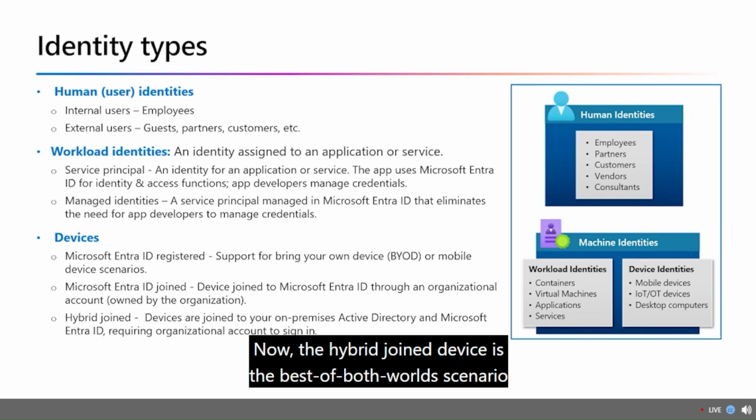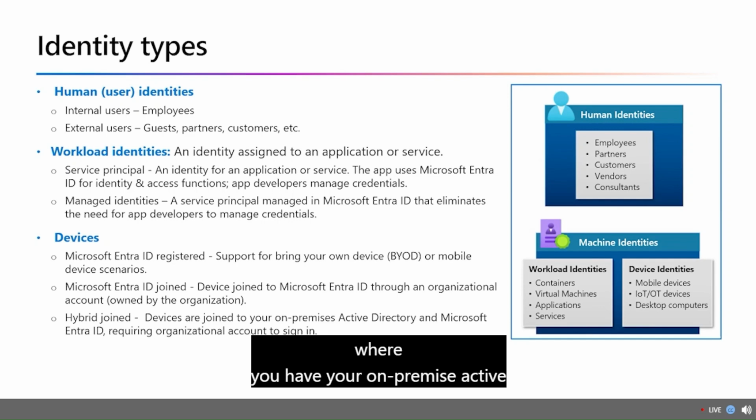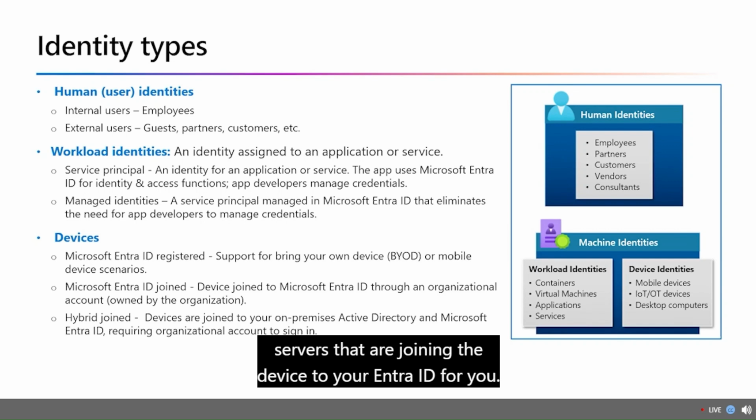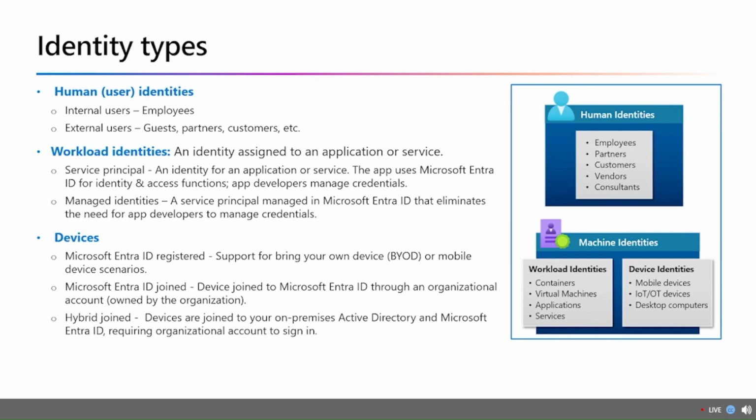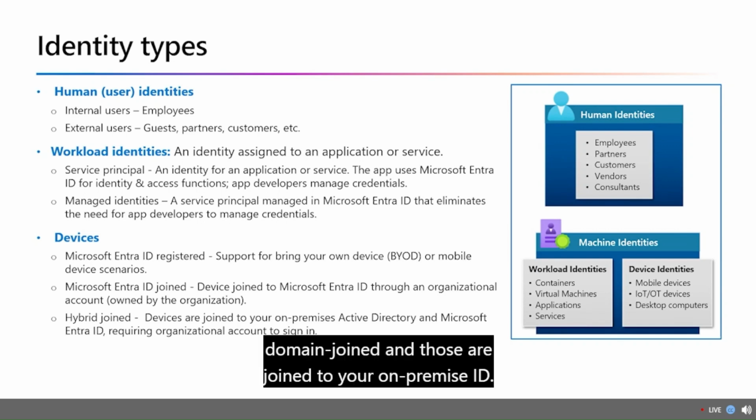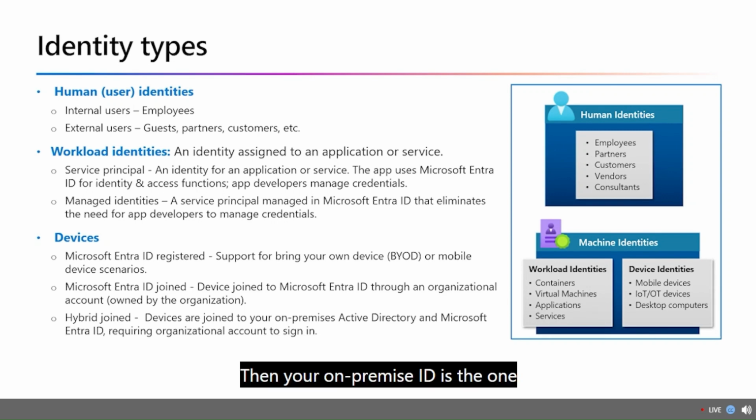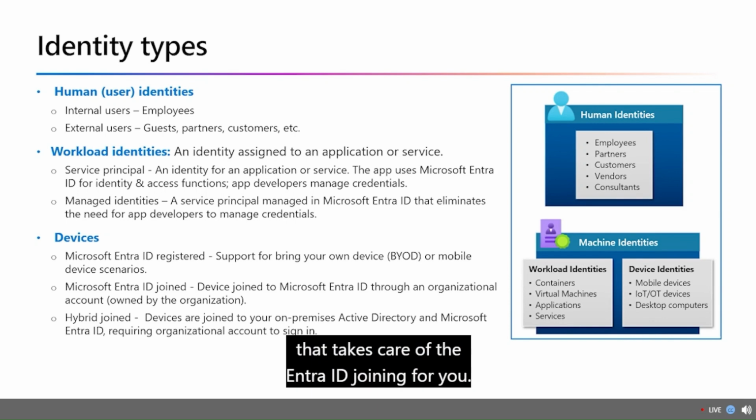Now, the hybrid joined device is kind of the best of both worlds scenario, where you have your on-premise Active Directory, your on-premise organizational servers that are joining the device to your Entra ID for you. It does require the device be domain joined, and those are joined to your on-premise AD. And then your on-premise AD is the one that takes care of the Entra ID joining for you.